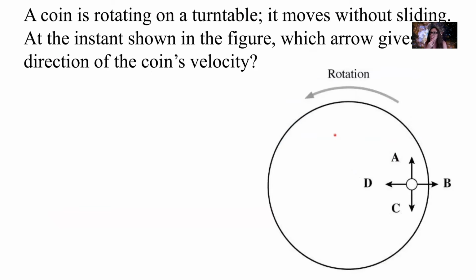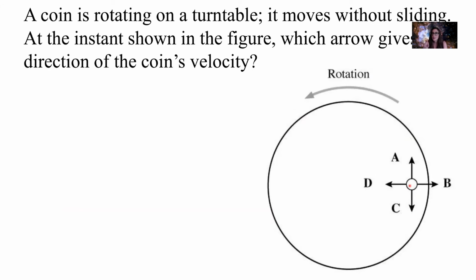Okay, so let's think about this then. We have a coin that's rotating on a turntable. Here's my coin, and it's sitting on the turntable. The turntable's moving. The coin has enough friction between it and the turntable that it doesn't slide, so it moves without sliding around this turntable. At the instant shown right here in this figure, which arrow gives you the direction of the coin's velocity?